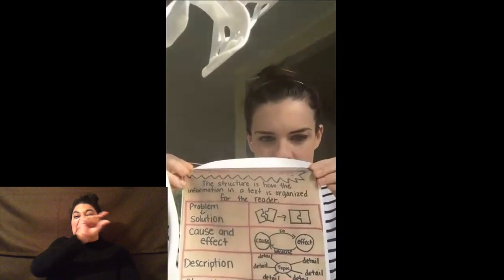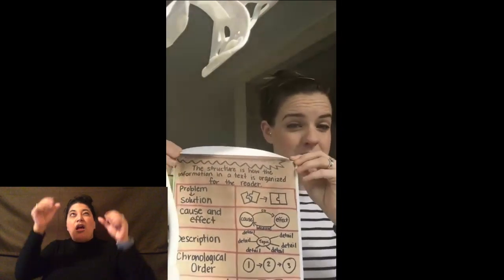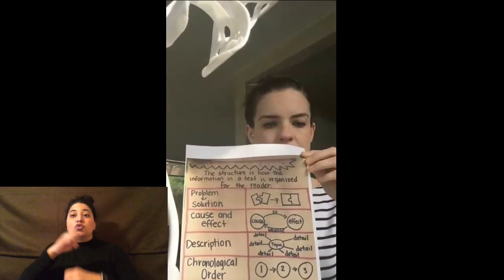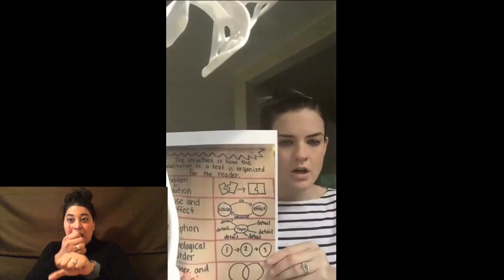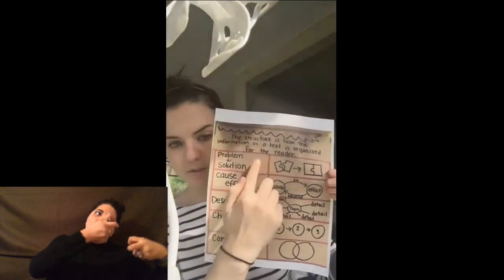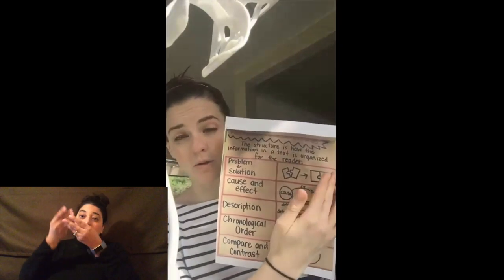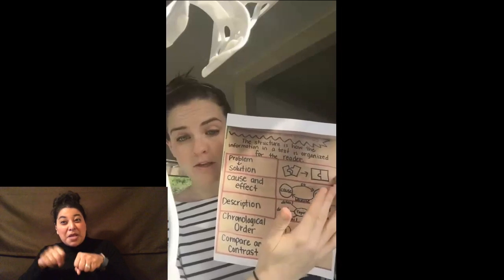The top cut off because there were a couple of charts stapled on top, but it says nonfiction text structures. The structure is how the information in a text is organized for the reader. So depending on their topic, that can change what structure an author wants to use. As a reminder, some of the structures include problem and solution, where the author presents a problem and then offers a solution, maybe only one, maybe more than one possibility.